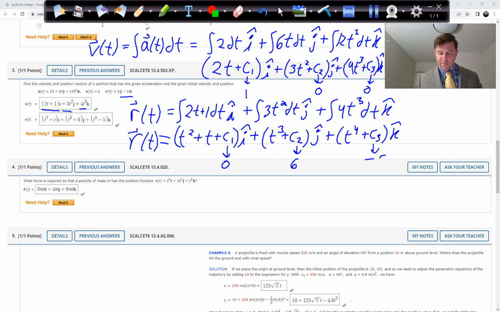so this is minus 5. So the position vector is t squared plus t, right here, t cubed plus 6, right there, and t to the 4th minus 5 right there. So these match what I've written right there. So that's going in reverse using antiderivatives.